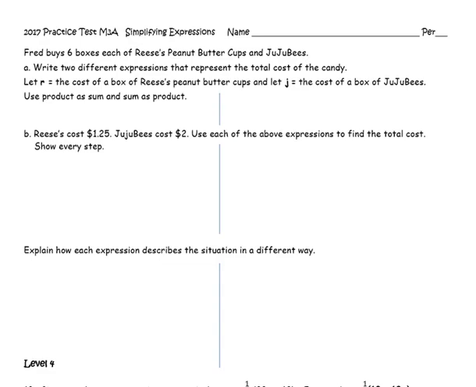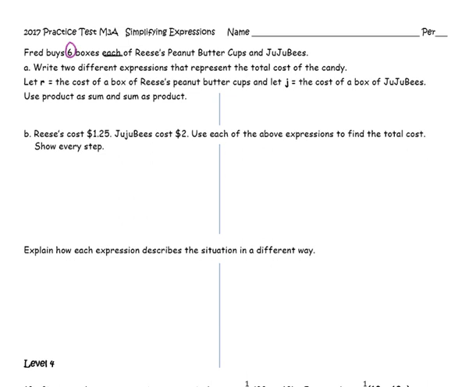Next, Fred buys 6 boxes each of Reese's Peanut Butter Cups and Jujubes. Write two different expressions that represent the total cost of the candy. Let R be the cost of a box of Reese's Peanut Butter Cups. J is the cost of a box of Jujubes. Use product as sum and sum as product. All right, so we know that he's buying 6 of each. So he's buying 6 boxes of Reese's, and we don't know the cost, so we let R be the cost. And we know he's buying 6 boxes of Jujubes, and we don't know the cost, so we let J be the cost of a box of Jujubes.